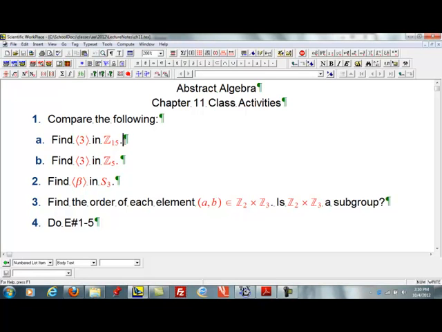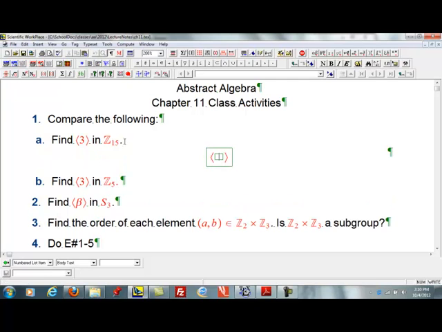From the reading, they mentioned in Z15 the cyclic group generated by 3. So we want to figure out what that is. You're just writing down the set in Z15 that 3 goes to. First of all, you have 3 all by itself. That's where you're starting. And in Z15, is that addition or multiplication?